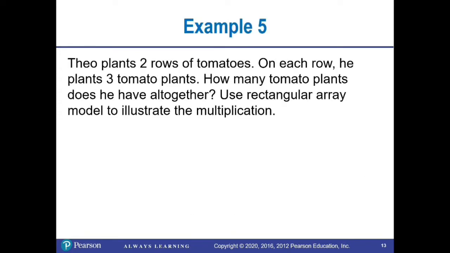Theo plants 2 rows of tomatoes. On each row, he plants 3 tomato plants. How many tomato plants does he have altogether? And notice here, we use the rectangular array model. So my first row has 3 tomato plants. I drew 3 dots to represent each plant. I have a second row with 3 tomato plants for a total of 6.